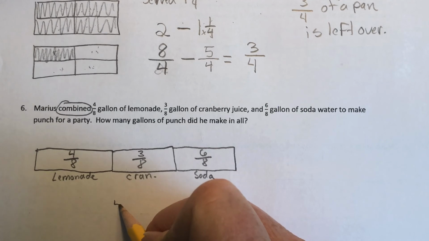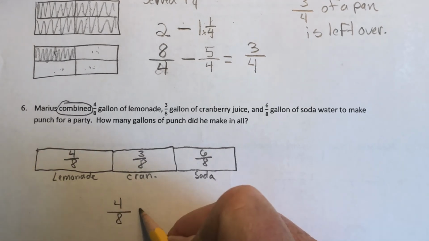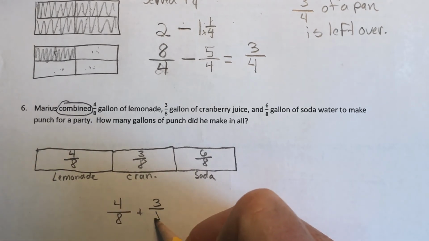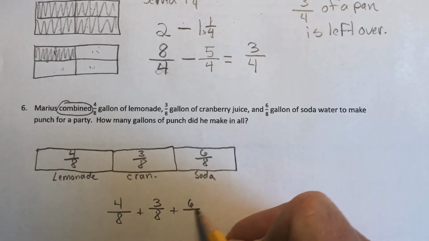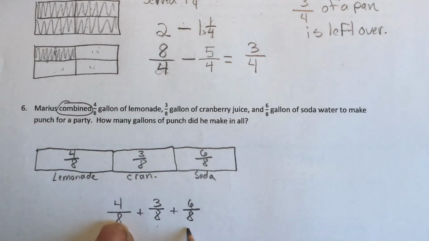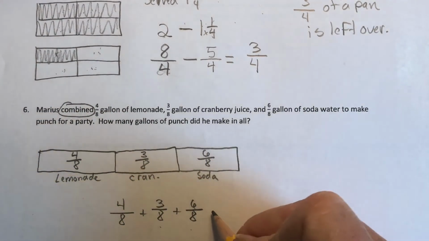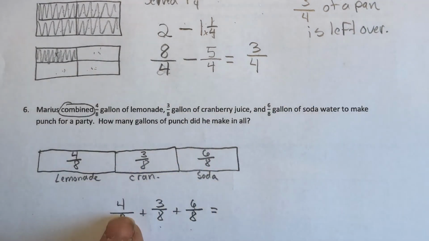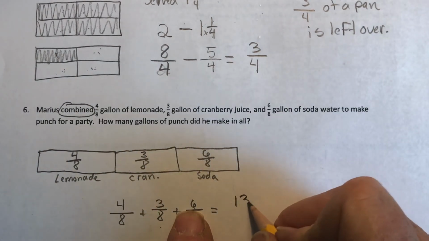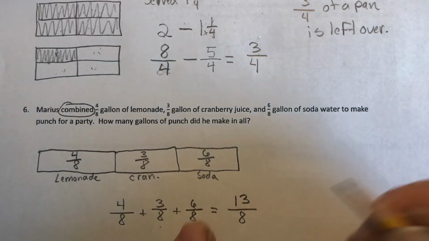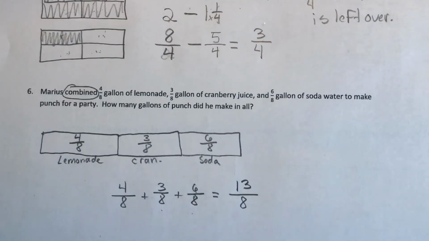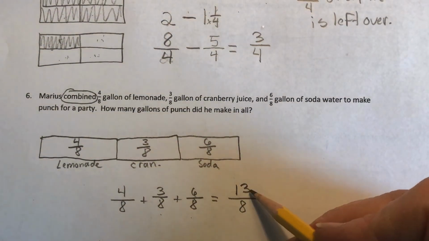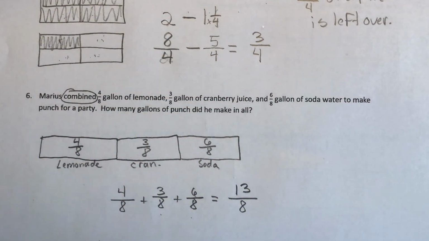I'm going to say 4/8 plus 3/8 plus 6/8. Cool. All the same denominators, all the same units. I'm good. Okay? So I'm just going to add across the top. 4 plus 3 is 7, plus 6 is 13. 13/8. But I don't like leaving fractions that look greater than 1. It looks top heavy. So we're going to fix that.